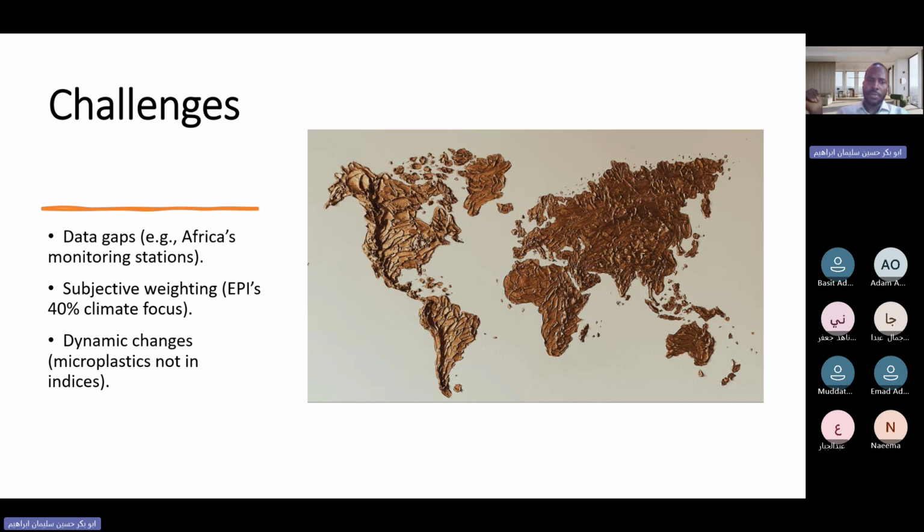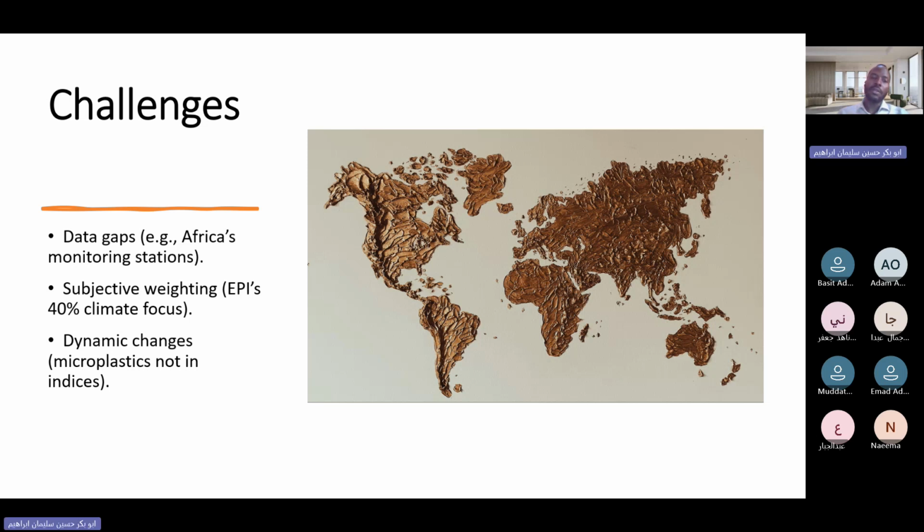The second challenge is subjective weighting, like the API and climate focus. All of this is also considered a challenge. Yes, many of the challenges focus on the climate.